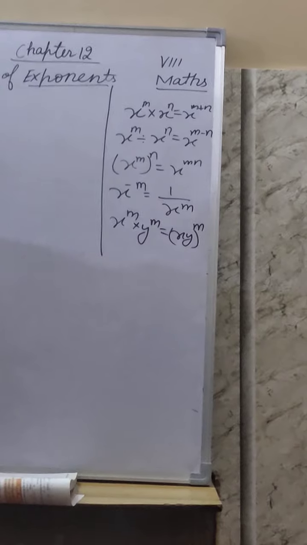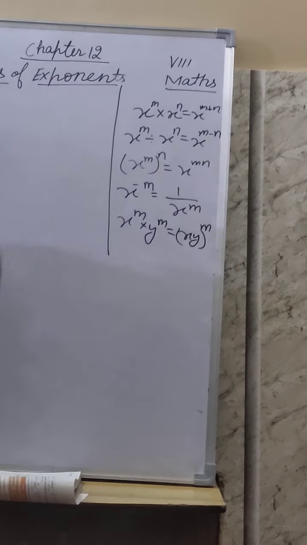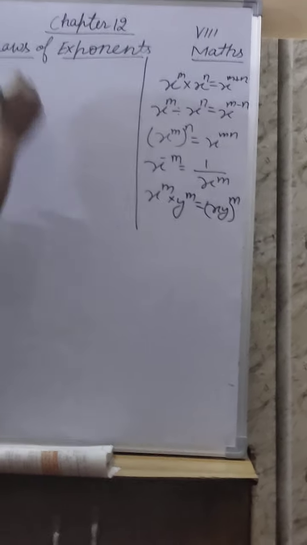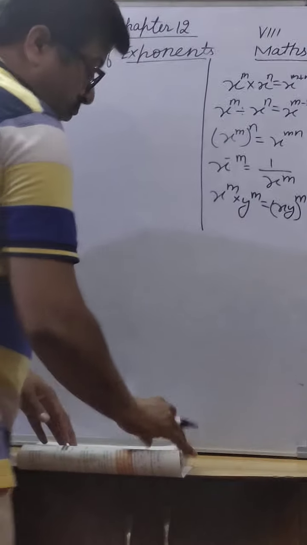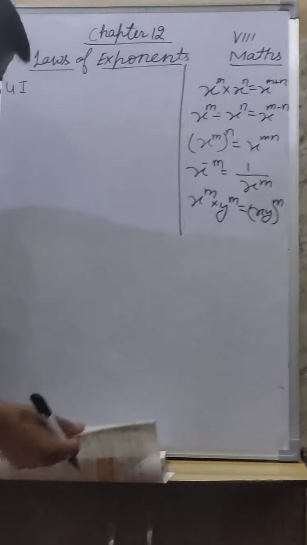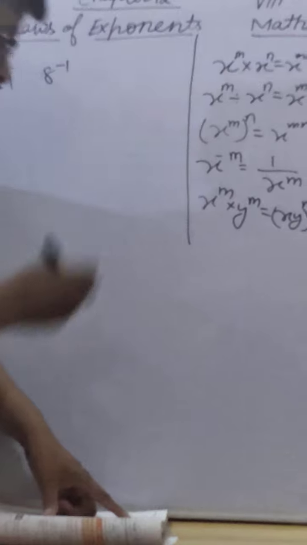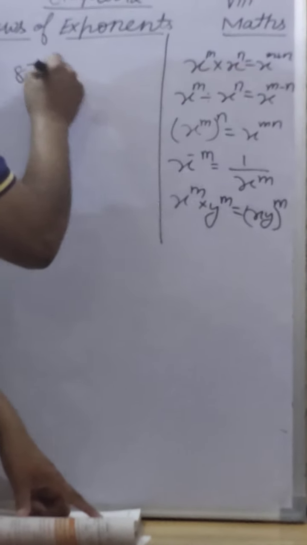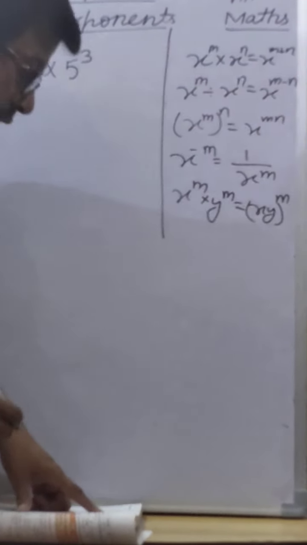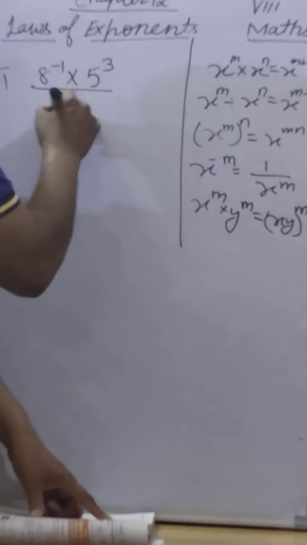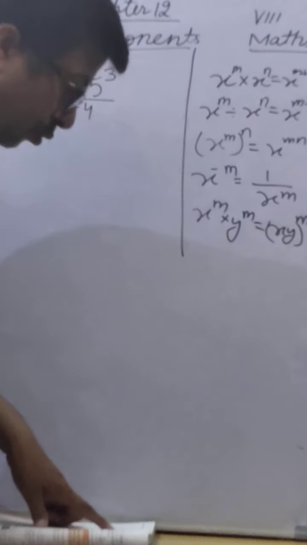So first we are taking the fourth question, first part, of chapter 12, exercise 12.1. You see, it is this: 8 power minus 1 multiply 5 power 3 upon 2 power minus 4.